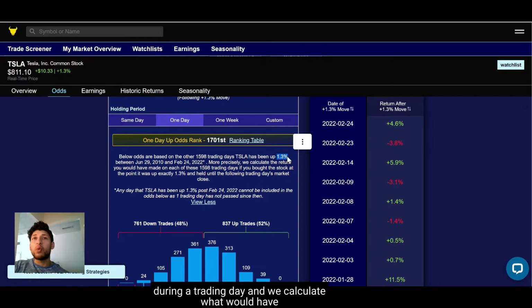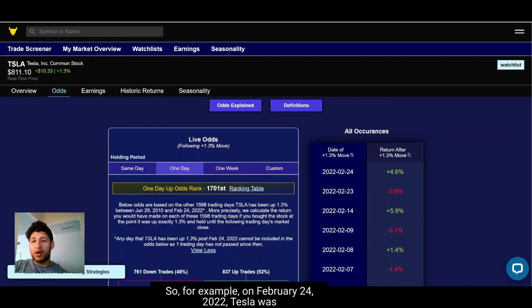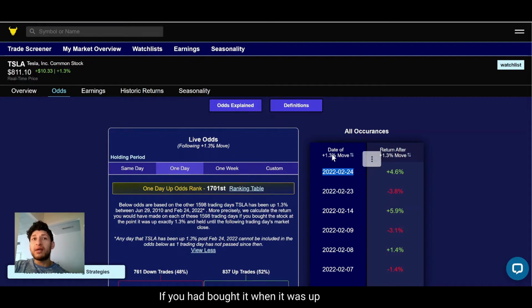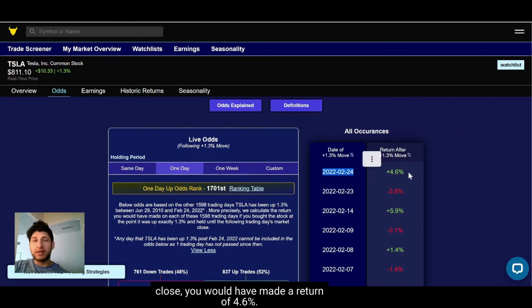And we calculate what would have happened if on each of those days you would have bought Tesla when it was up exactly 1.3% and sold it at the close of the following trading day. So for example, on February 24th, 2022, Tesla was up 1.3% at some point during that trading day. If you had bought it when it was up exactly 1.3% and sold it at the following day's close, you would have made a return of 4.6%.